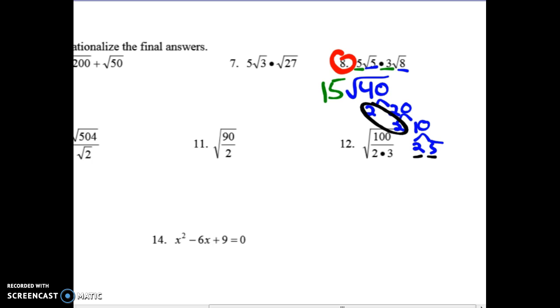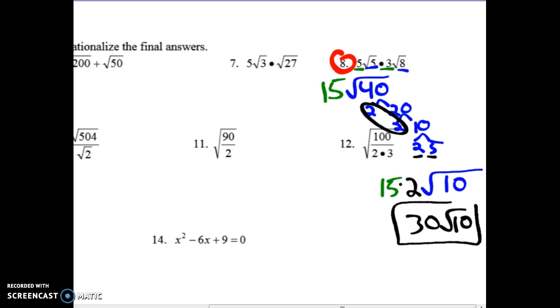So to simplify this, I'll set up the 15 hanging out front. I can pull out a 2. And I'd be left with, if there's a 2 and a 5 left over, 2 times 5, that's 10. So final answer, we'd have 30 rad 10. Bingo, bango, bongo, we is done with that one.